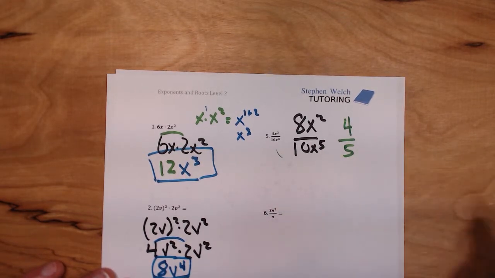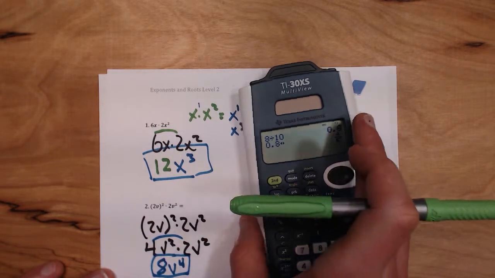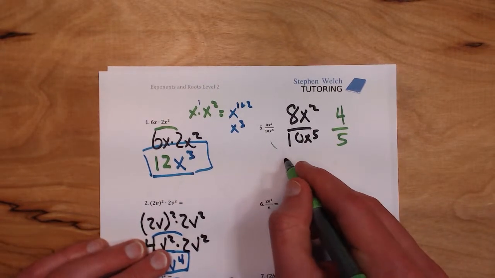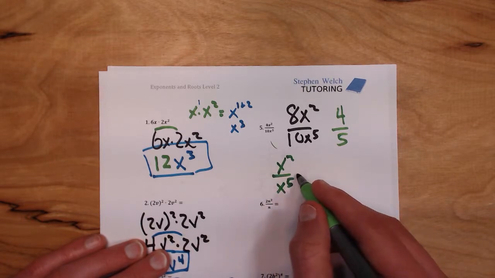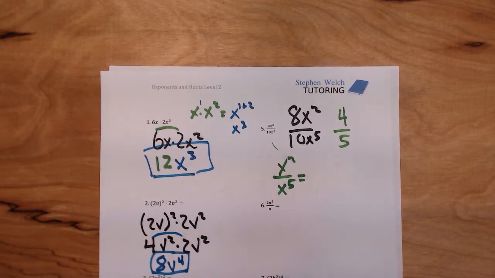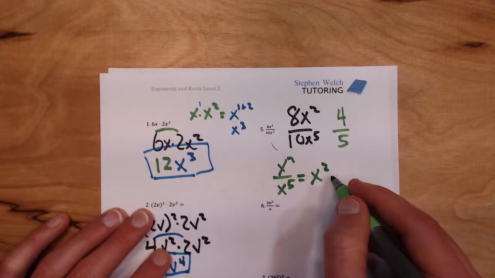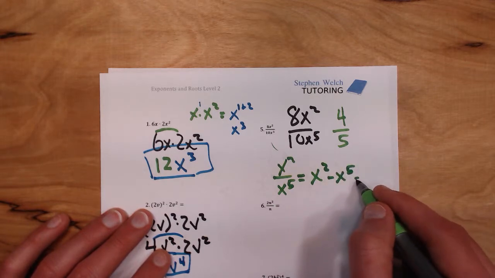That's not too crazy. Also, your calculator can play that game. If you do 8 divided by 10 and then hit the switch to fraction button, there it is. So that's fine. You can handle that. Now, this part is a little bit tougher. X squared over x to the fifth, right? We know that if we have the same base, the same number, we can subtract the powers.